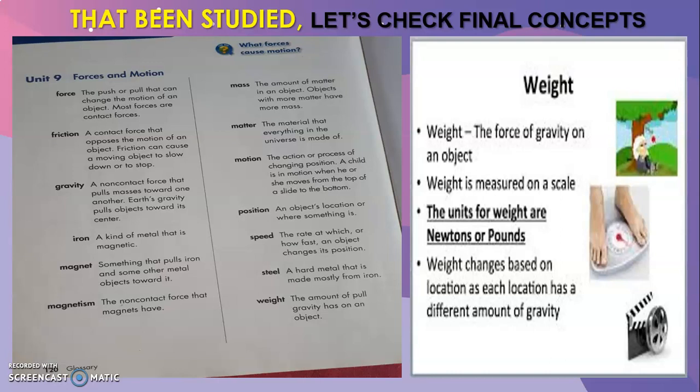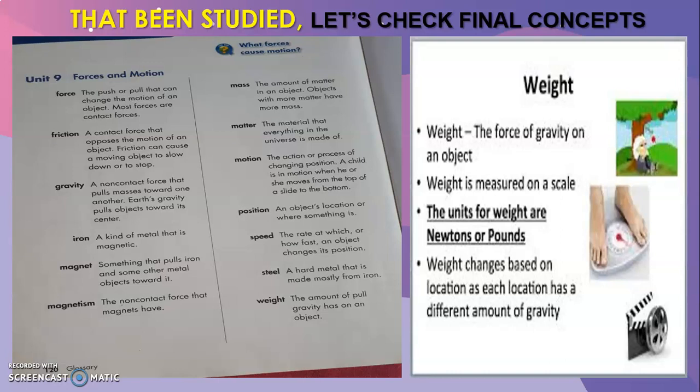Alexa, can you help me do the reading of force and friction? Force, the push or pull that can change the motion of an object. Most forces are contact forces. Remember, by definition, it's merely a push or a pull, and it produces the change in the movement of that object. That is the definition of force. And remember the two categories of force that we have, contact and non-contact forces, all right?